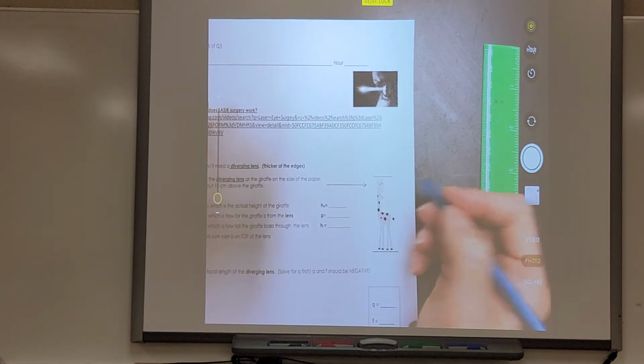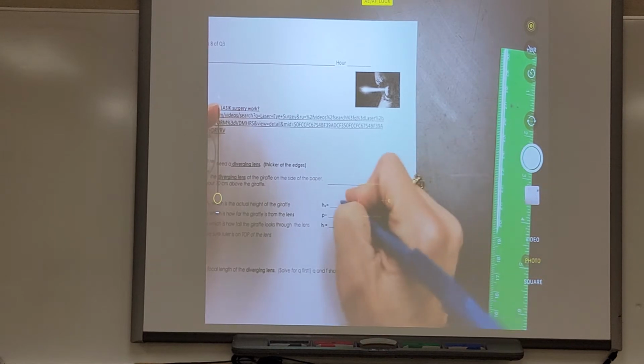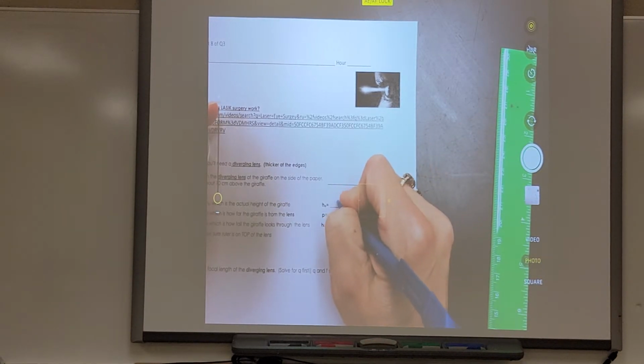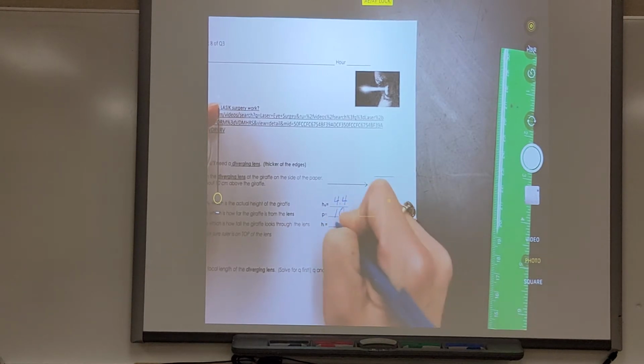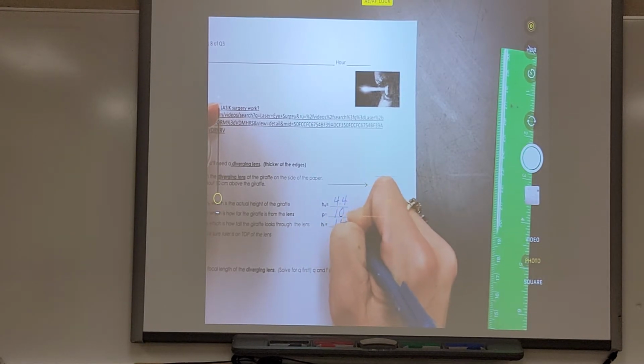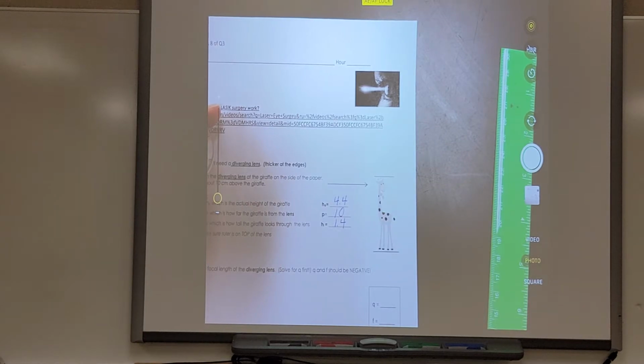Okay, so after I checked my measurements again, I have HO was 4.4, P was 10, and then the height of the giraffe through the lens was a little hard to line up, but it was at 1.4. All of them are in centimeters.